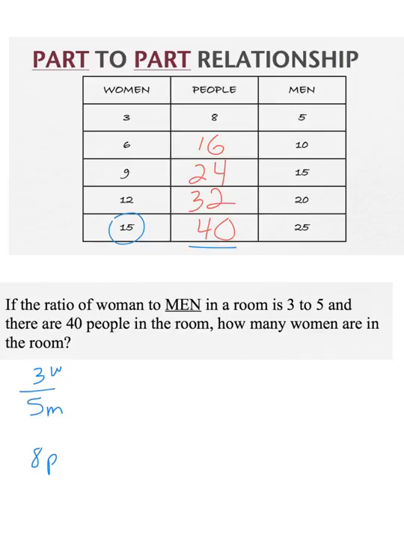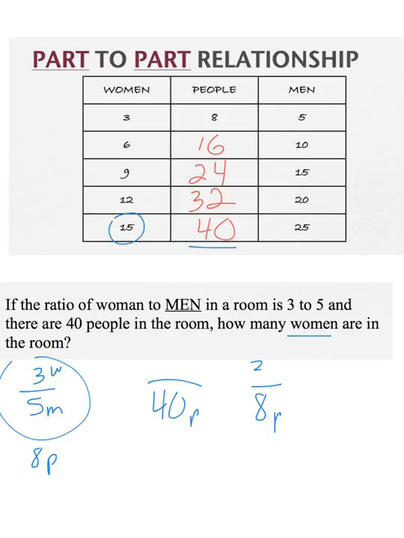So I wrote down 3 with the little w to show that's 3 women for every 5 men, and then there's 8 people. That's the 8p. So we know that there are 40 people. And we've got to set up a ratio where we have people on the bottom. It's like we need a common label. So we know that there are 8 total people in this ratio, and we're looking at women. So if we have a 3 to 5 ratio, that's 8 people.